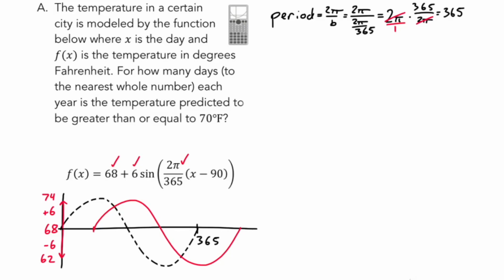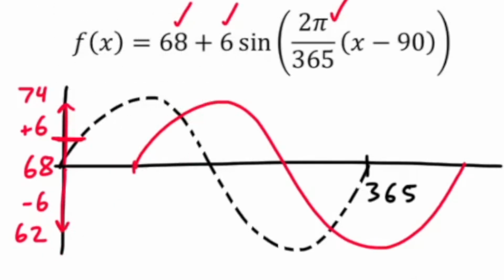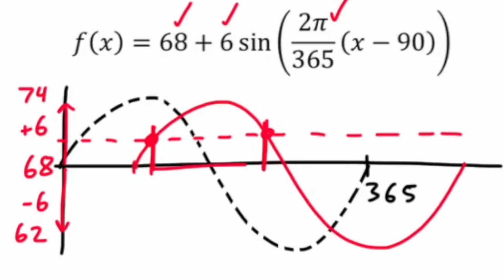So back to the problem, we've got a pretty decent visual now, and we're looking for where the temperature is predicted to be greater than or equal to 70 degrees. And 70 degrees is probably right about here on the y-axis. So if I continue that over as a horizontal line, we're looking for where these two things intersect. So I see two intersection points. That makes sense. They're looking for how many days it's above 70 degrees. Well, this stretch here is the number of days where the temperature is above 70 degrees.